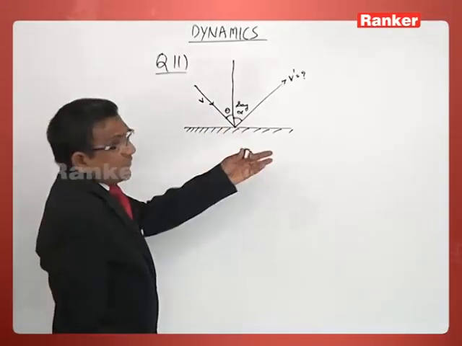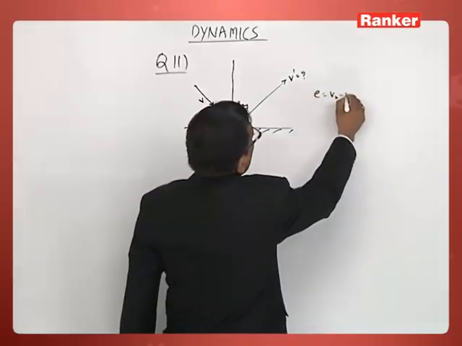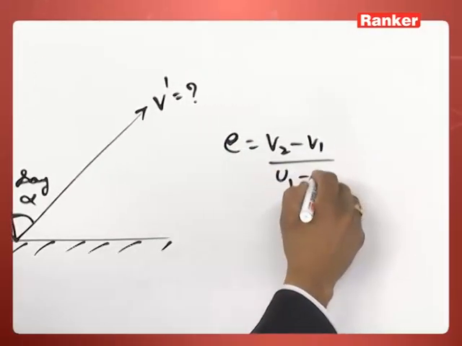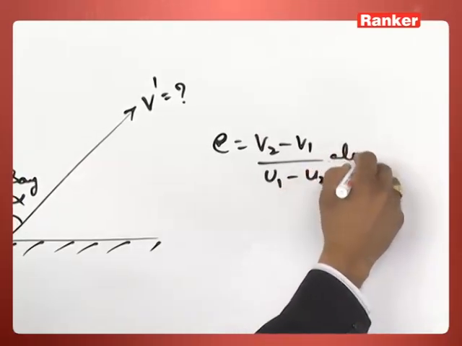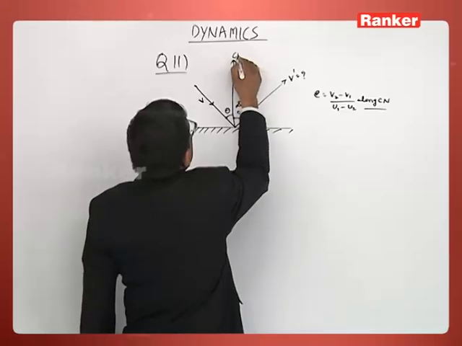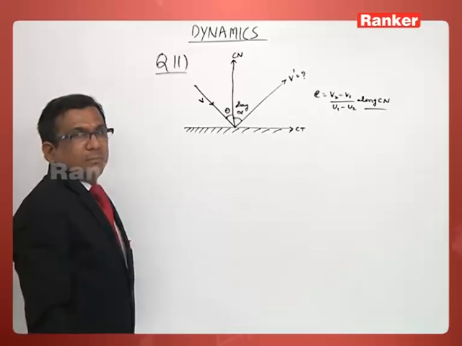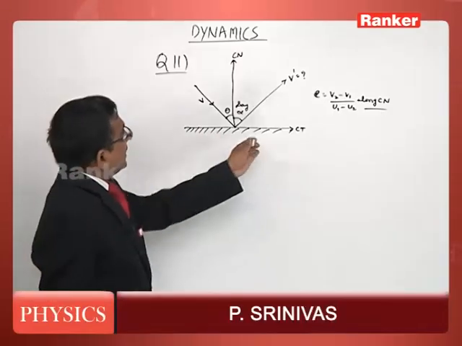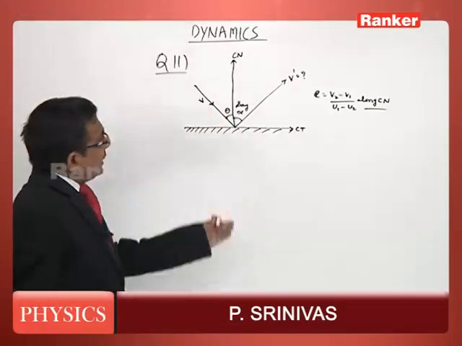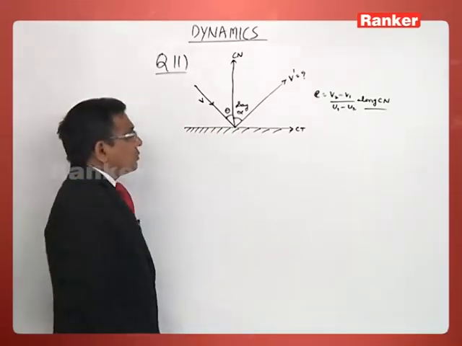Now the coefficient of restitution is given. What is the coefficient of restitution? V2 minus V1 by U1 minus U2 along the common normal, you have to take, remember. So this is the common normal and this is the common tangent. Whenever collisions are given between one body and another body, common tangent and common normal you have to take. As it is a two-dimensional collision, we have to resolve velocities into components.